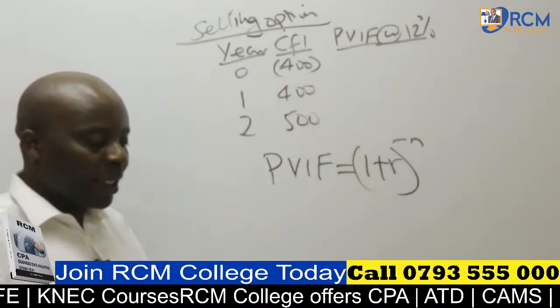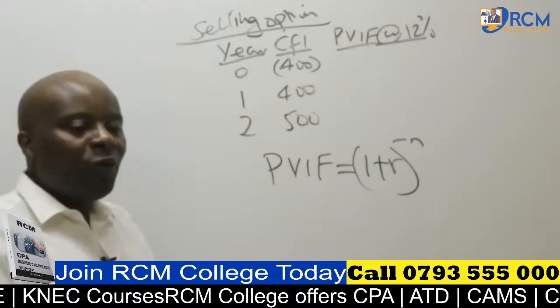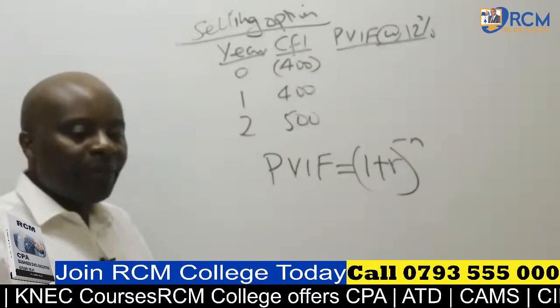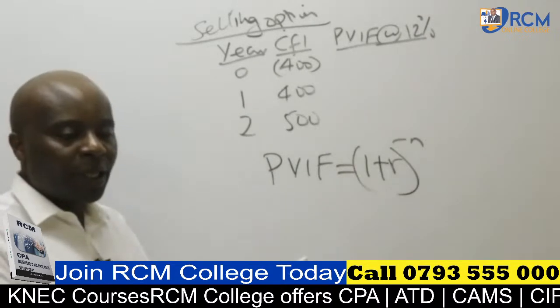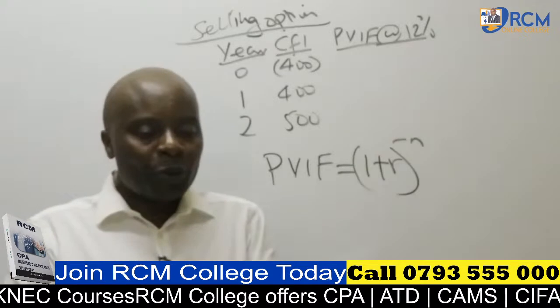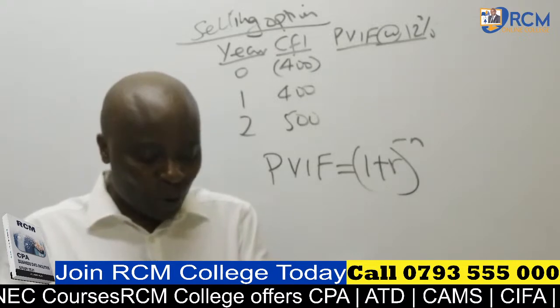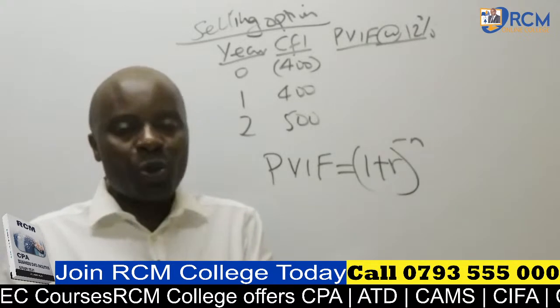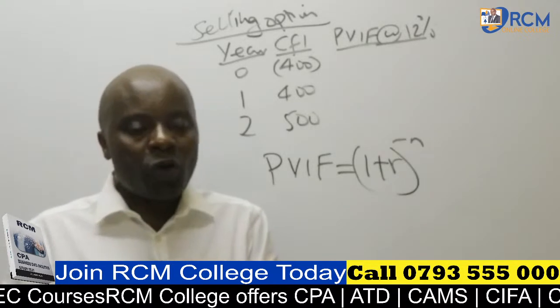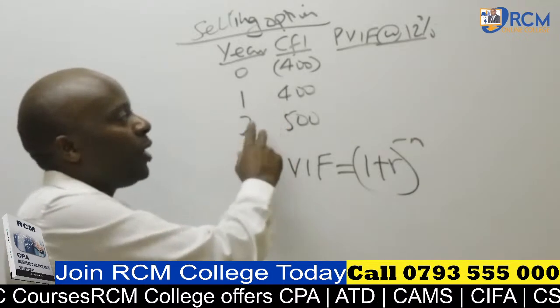When we invest like that, in year 1 we shall get 400, and in year 2 we get 500. If we read the beginning of this particular question, you'll see option number 1: the firm could sell the design outright to another corporation with payments over 2 years. So we're going to receive these monies over the 2 years.